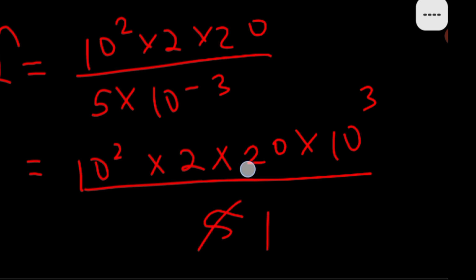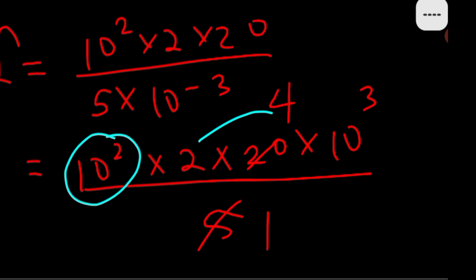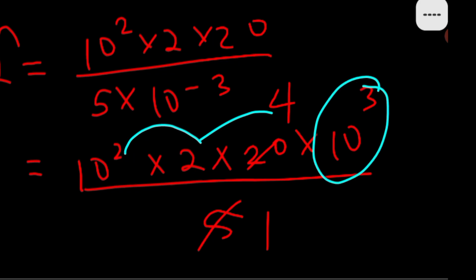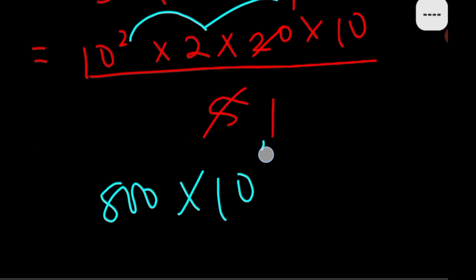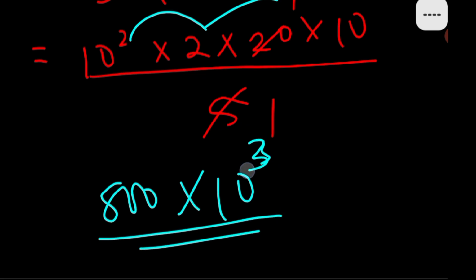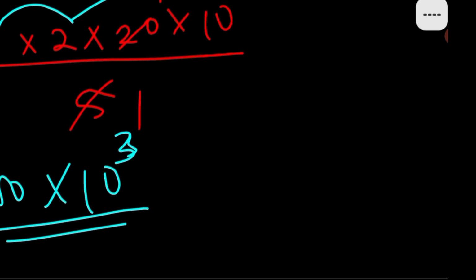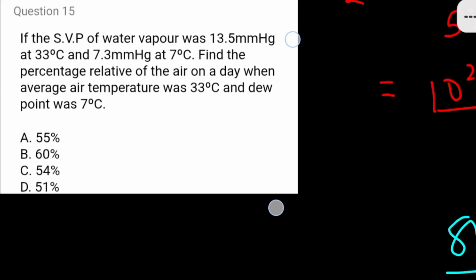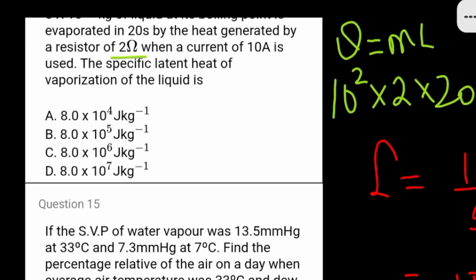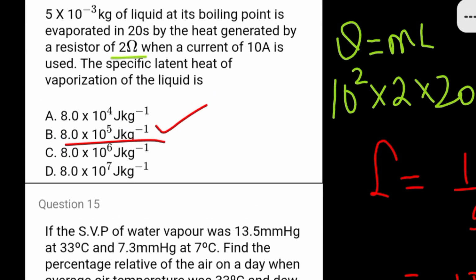So 5 here 1, 5 here 4. This 4 here times this 2 will give you 8. 10 squared is 100. So 8 times 100 will give you 800. Then times 10 to the power 3. So you have 800 times 10 to the power 3. So this is the answer. You can put it in standard form if you like. That will be 8 times 10 to the power 5. That will be the latent heat. So just check it in the options there. So 8 times 10 to the power 5 is option B there.